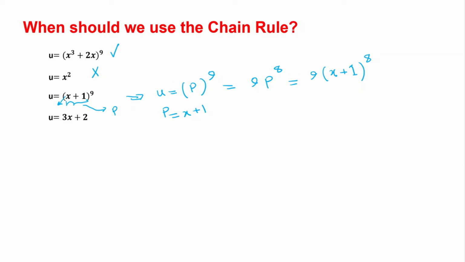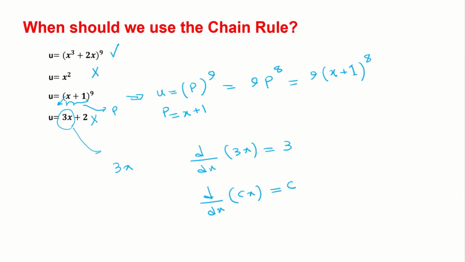And for the last example, we have 3x plus 2. Again, no need to use the chain rule, because you can easily take the derivative of this function: 3x is a constant number times x, and the derivative is going to be 3. The general rule says d over dx of cx is equal to c. So now you have to be able to use the chain rule for any form of complicated function which contains an inner function inside an outer function.